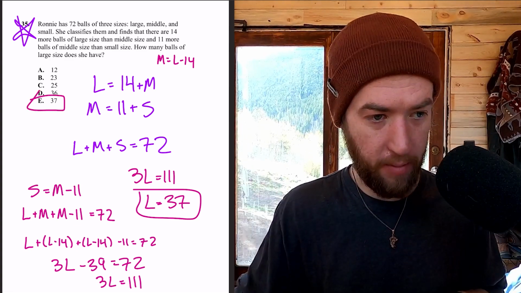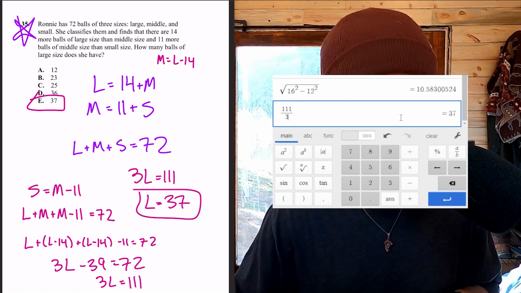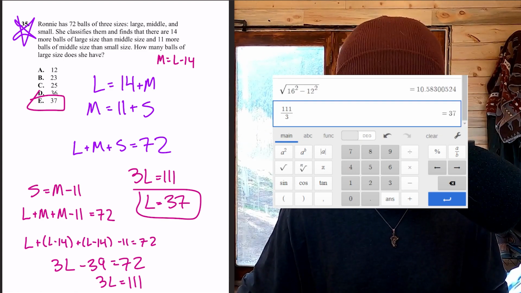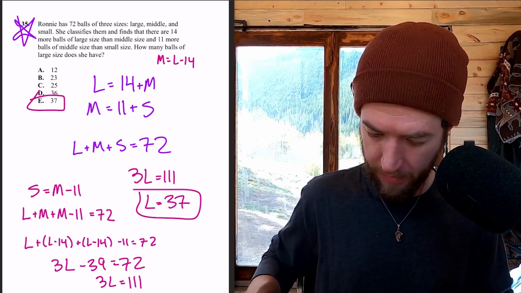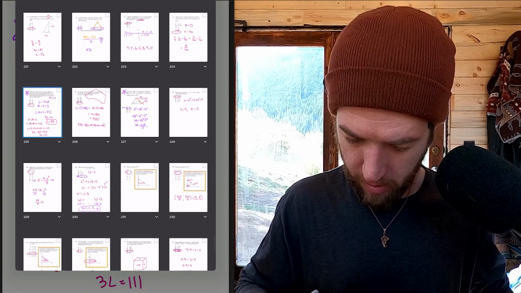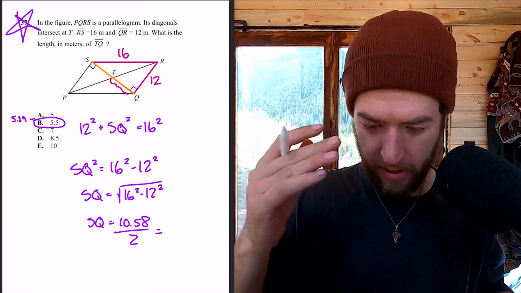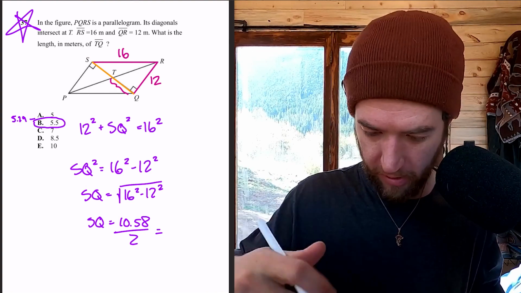What is 111 divided by 3? Quick calculator. 111 divided by 3. 37. Okay. Just want to make sure. Do all that math for nothing. All right. Let's go see if we can find another one to get right here. So this one, I almost am just going to give myself the points for this and maybe check the answer because I feel like something's wrong here.